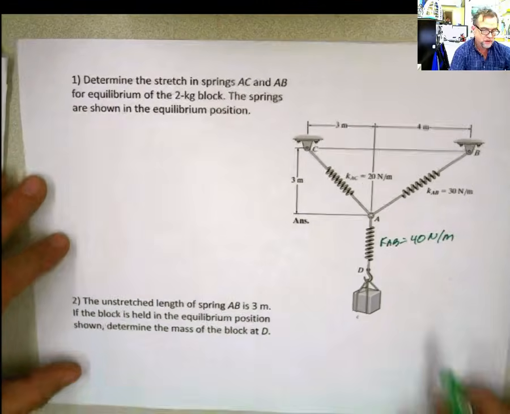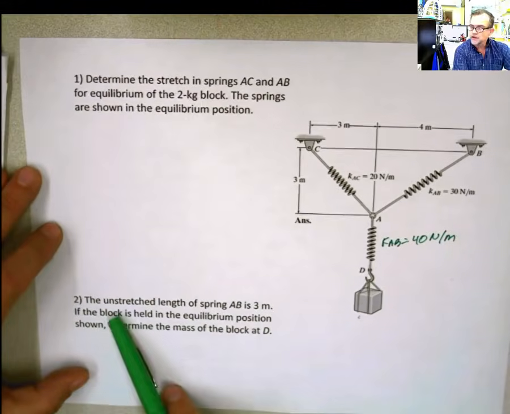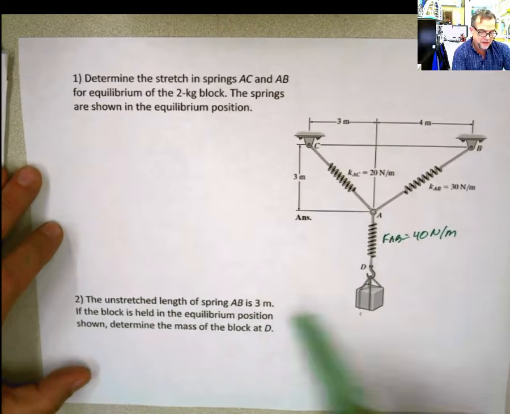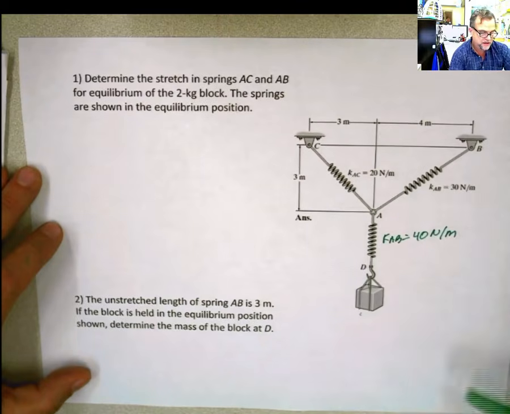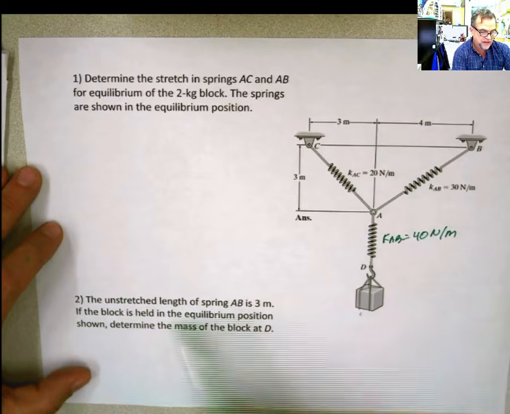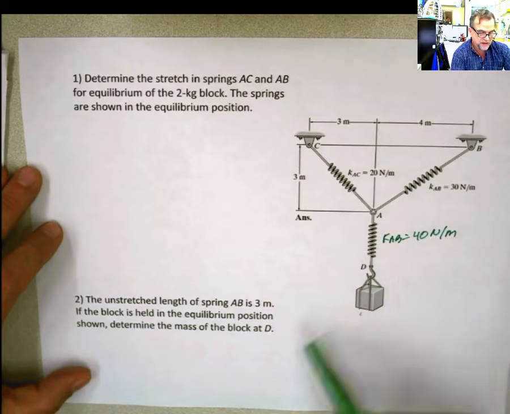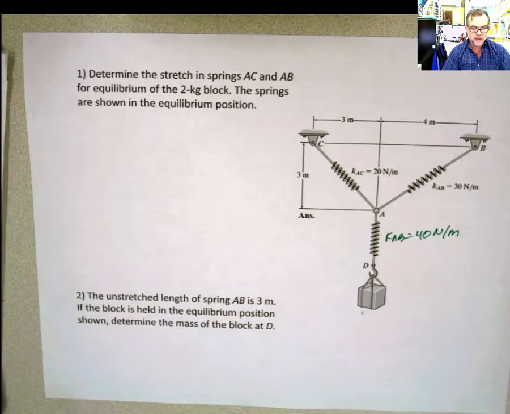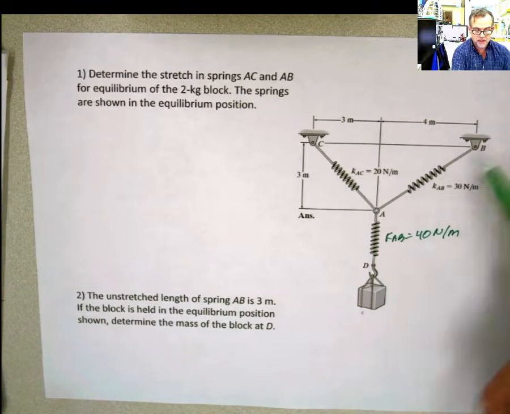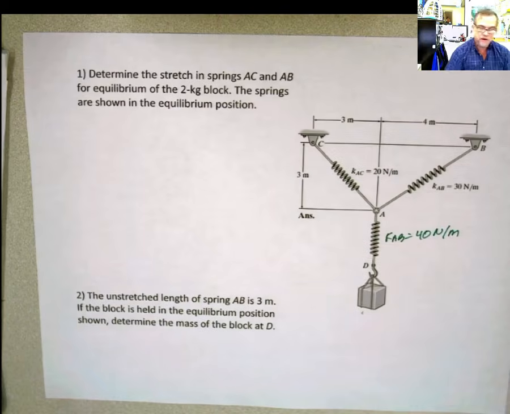Now this other one says the unstretched length of the spring AB is 3 meters, and if the block is held in the equilibrium position, calculate the mass. It is kind of the same problem, you just work backwards, but you need the original unstretched length here so you can calculate the other position later.